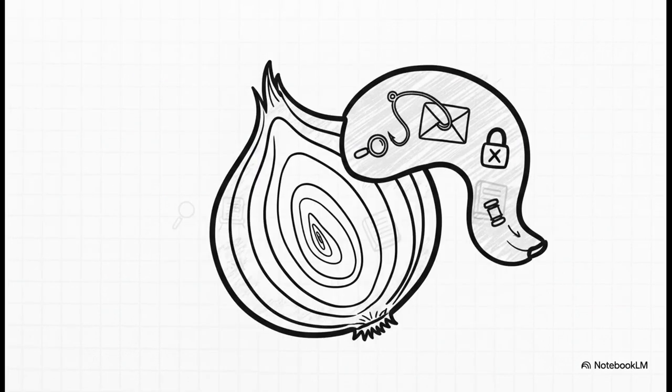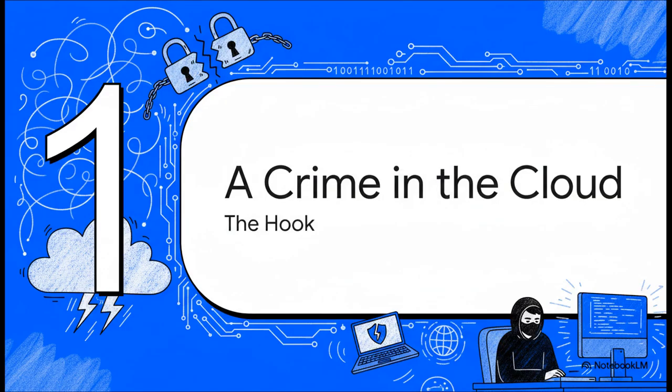Okay, to really get our heads around this, we're going to peel it back layer by layer, kind of like an onion. And we'll start with a problem that's, well, probably a little too familiar for many of us. First up, the hook. Let's kick things off with a scenario I'm sure you've heard of. Heck, maybe you've even been through it. This will help ground all the abstract legal stuff we're about to get into.